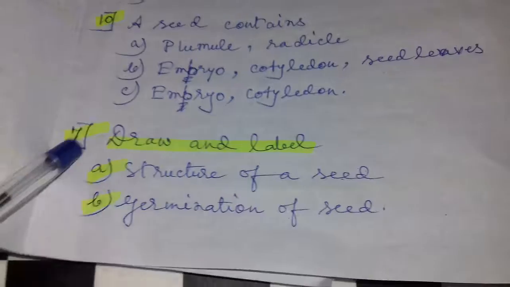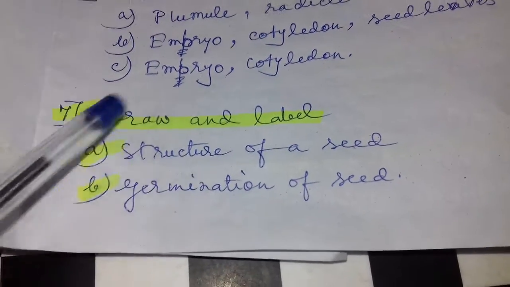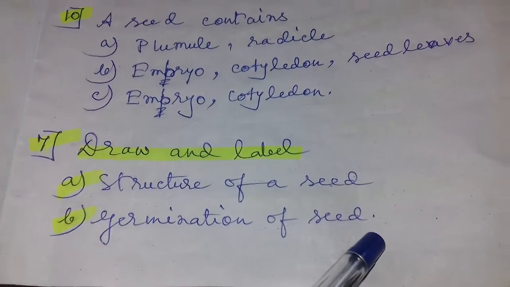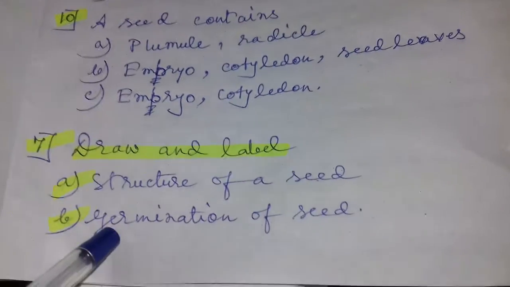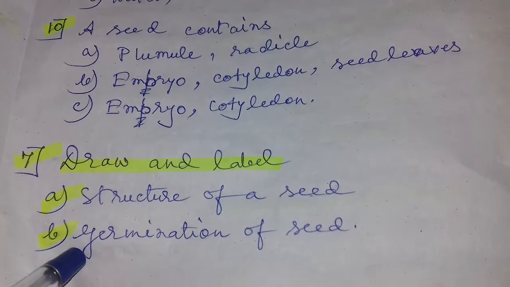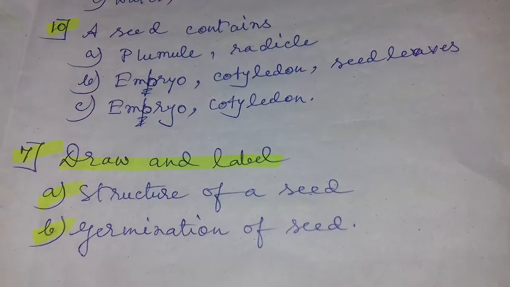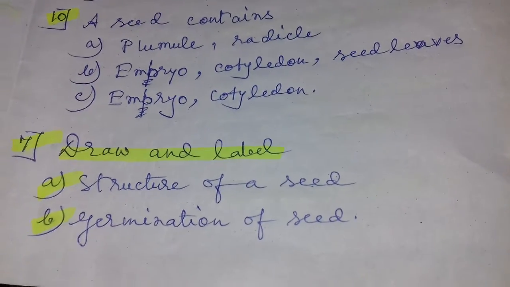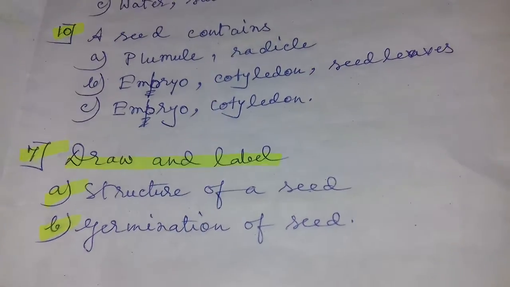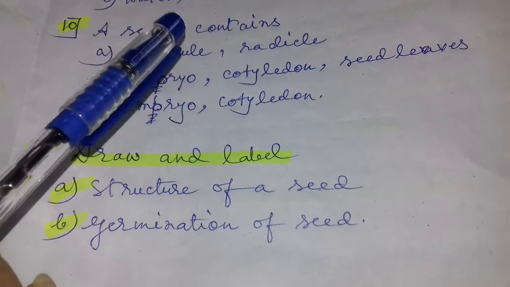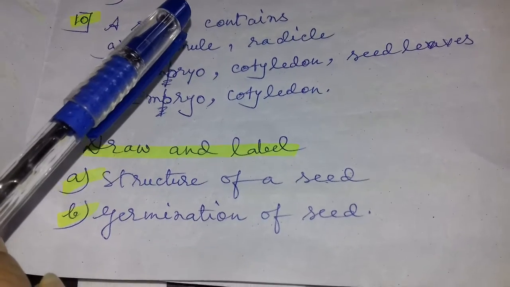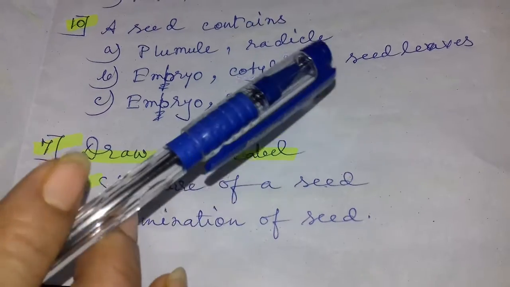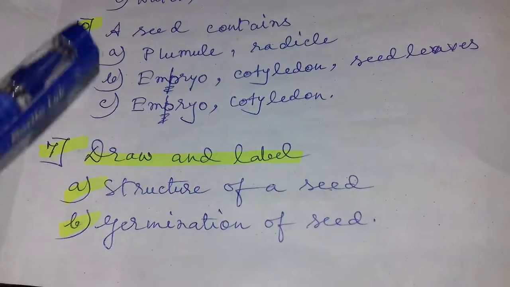And there is also another homework for you. Draw and label the structure of a seed and germination of a seed. These two you have to draw and label and practice, because in the exam there may be a question on that drawing. Okay, so you all study that whole chapter and the objective type questions, and write all these questions in your copy and remember it. Okay, and memorize all the questions.